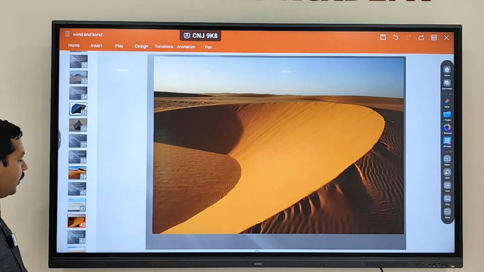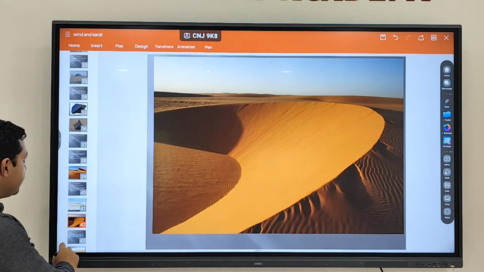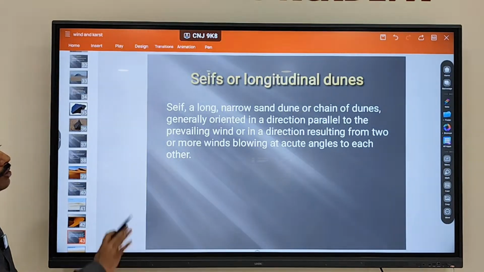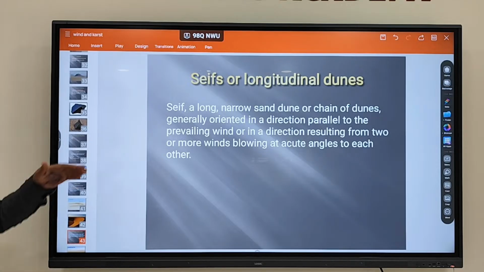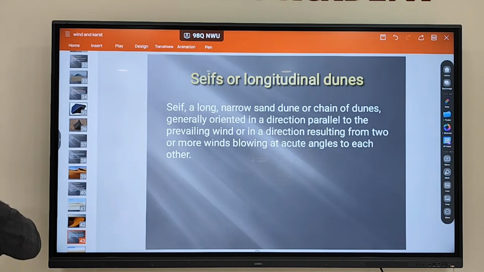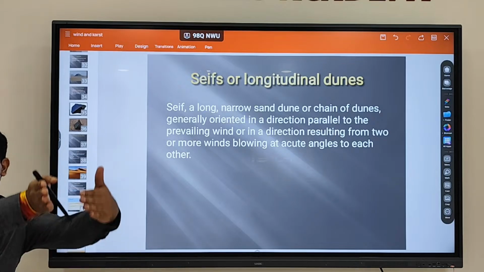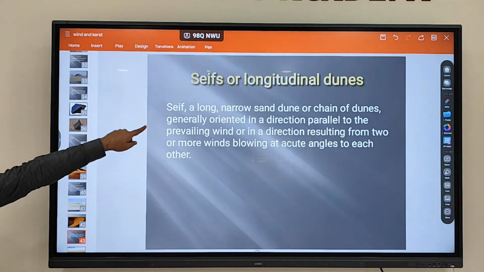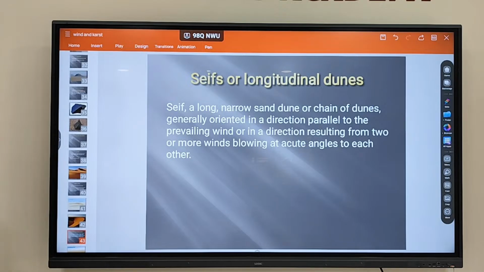Fine. The second is sif or longitudinal dunes. This is called the second type. If you remember, we discussed longitudinal waves. What are longitudinal waves? They move in the form of compression and rarefaction, like this. That's what longitudinal dunes are like. They will have a ridge: lesser sand deposition, more sand deposition, lesser sand deposition, more sand deposition. So that's why it is called longitudinal dunes.